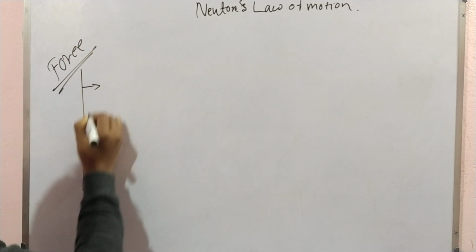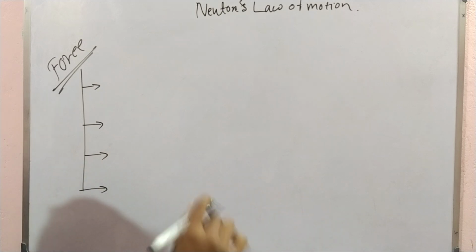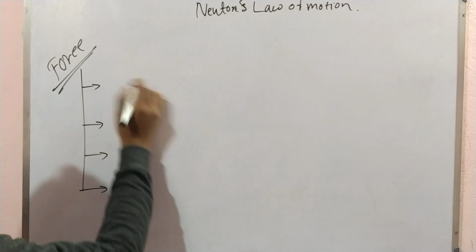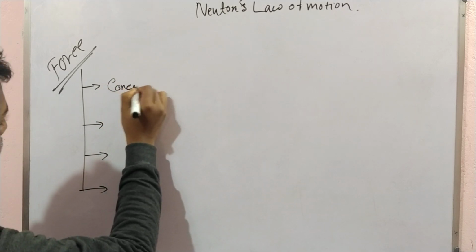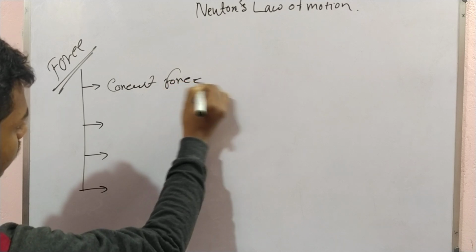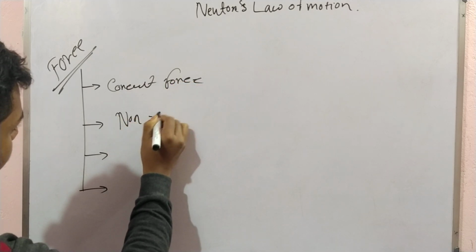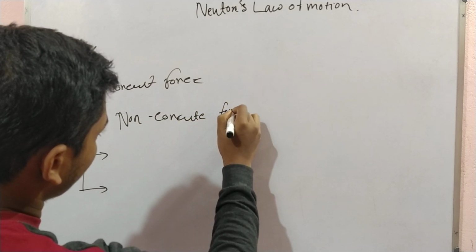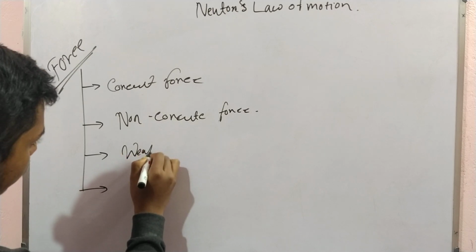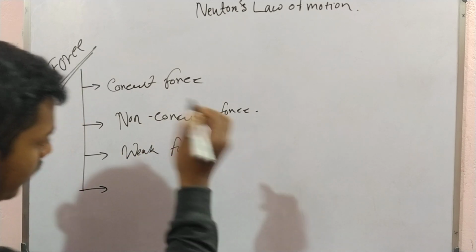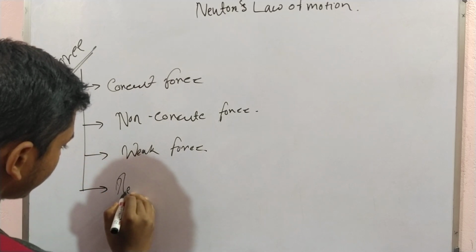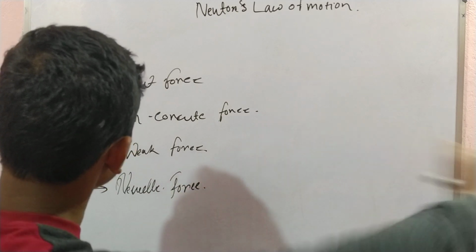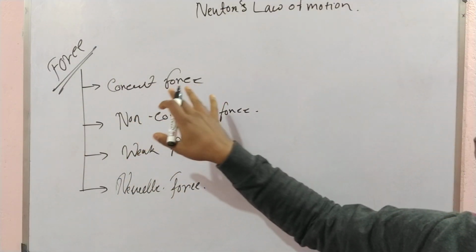Force has four parts. One is the contact force, or connected force. Another is the non-connected force. Then the weak force, and another is the nuclear force. So today we will talk about these four forces.